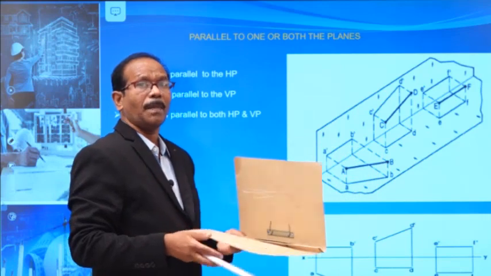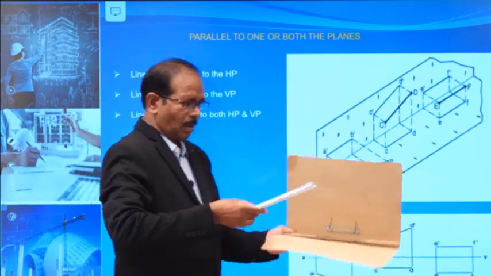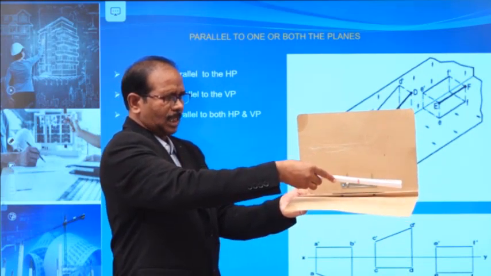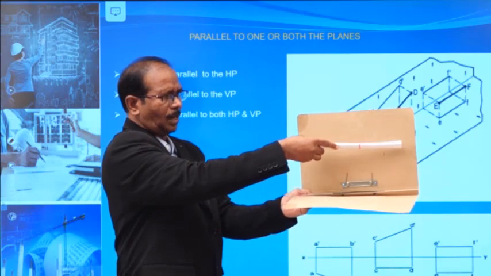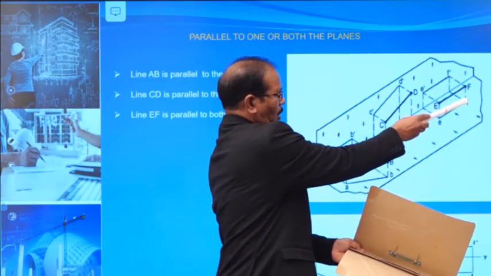The last condition: parallel to both. Let us observe line EF, parallel to the horizontal plane and parallel to the vertical plane. So this is the top view. EF is the top view.